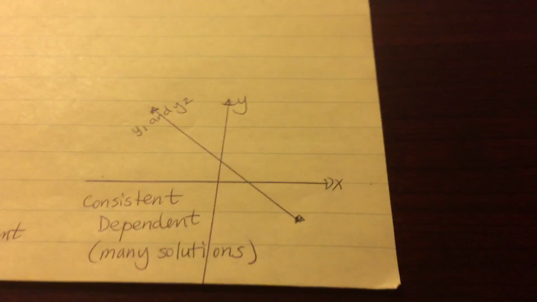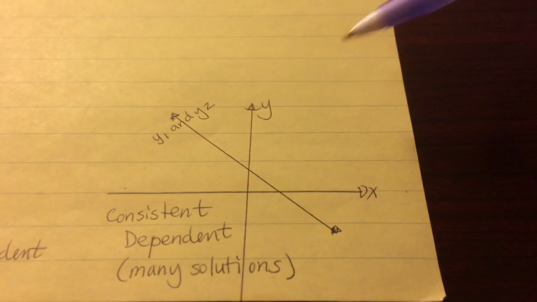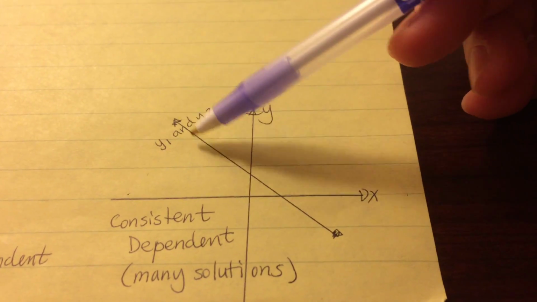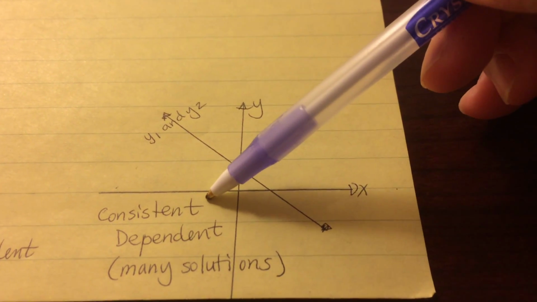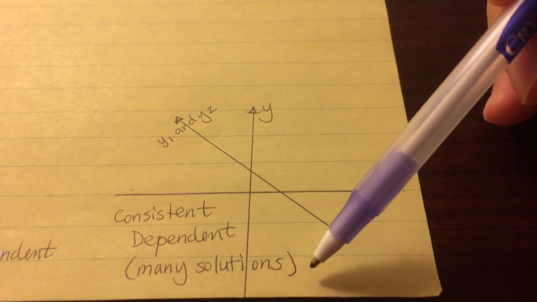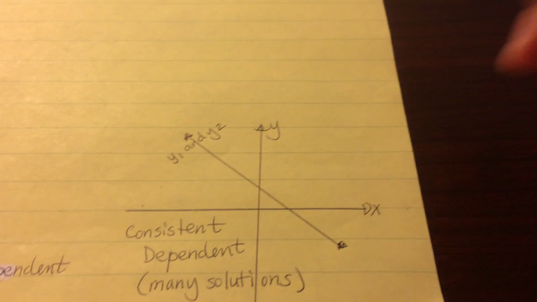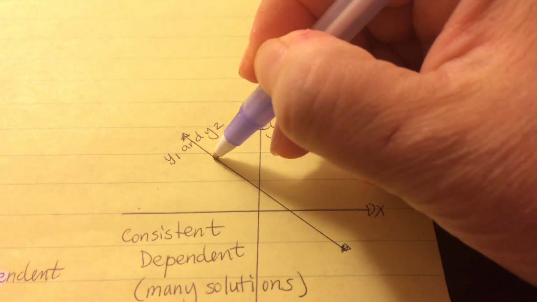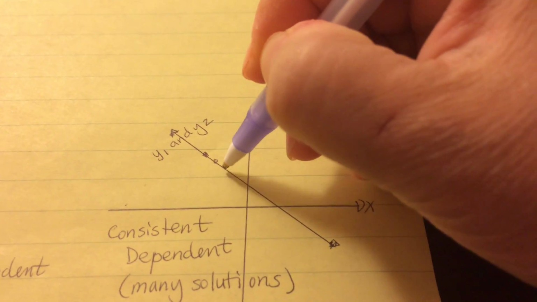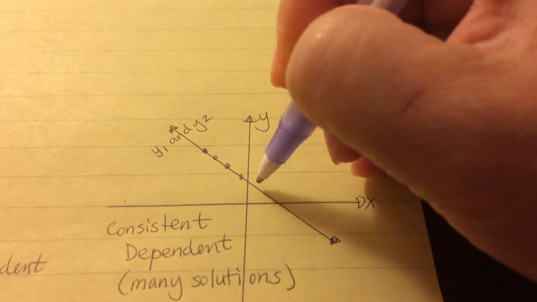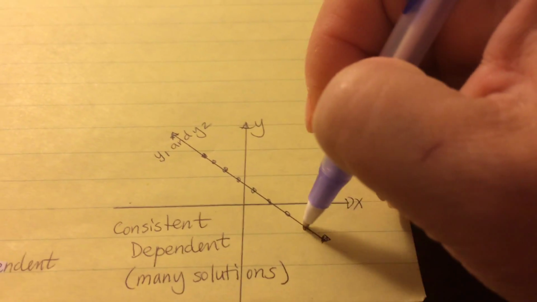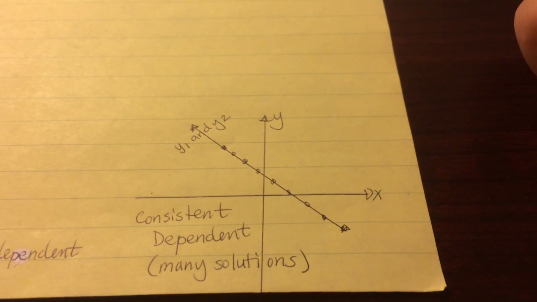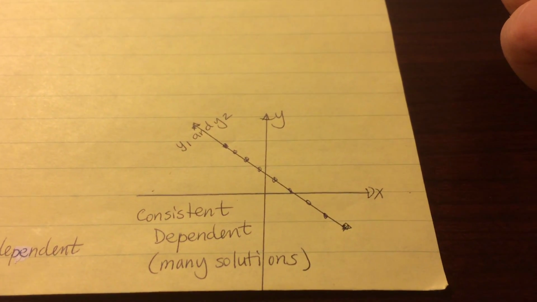And then there's also this type of problem, where both of the equations are exactly the same line. In this case, we call it consistent dependent, and there are many solutions. The reason is that if they're on top of each other, every single point is an intersection, and those are all solutions. So since there are many solutions, we call it many solutions or an infinite number of solutions.